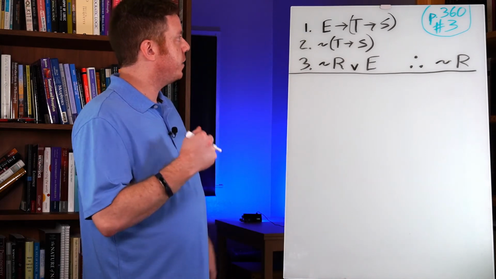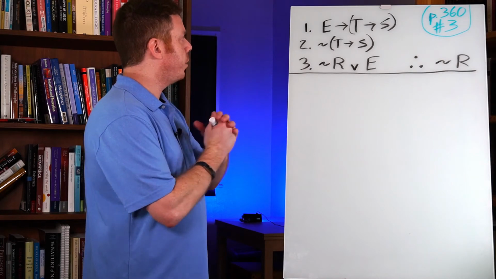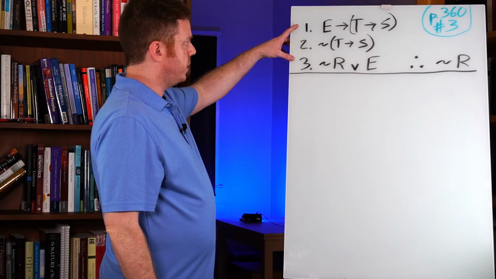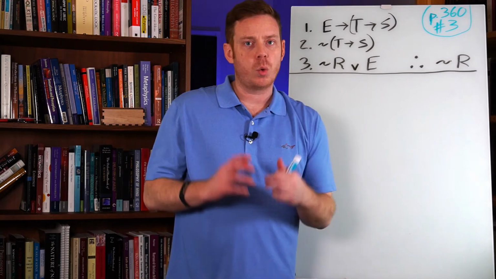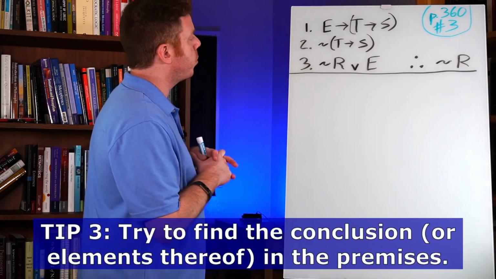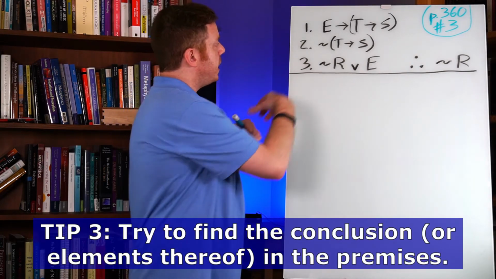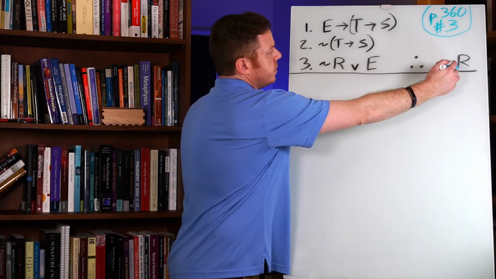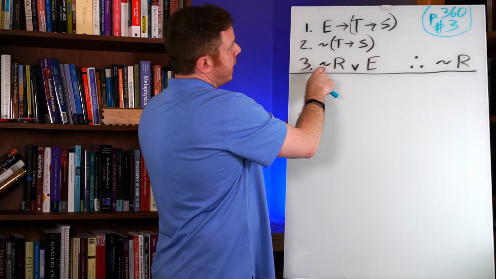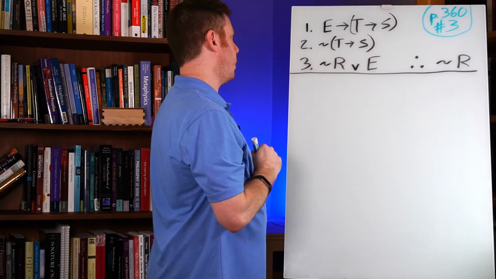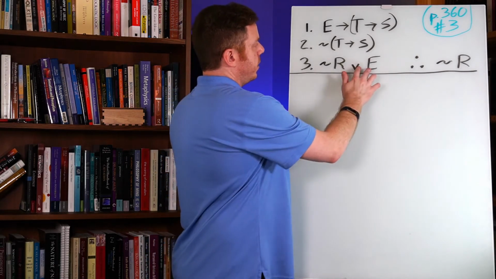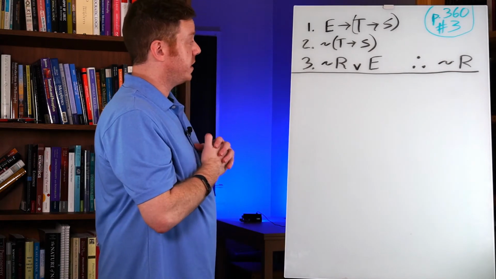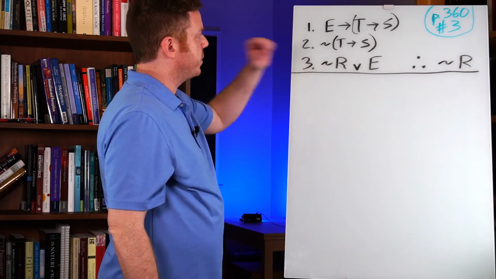So let's go ahead and see if we can do this proof. Well, we need to get not R somewhere down here, and we have 3 premises to work with. Another one of your tips is to look for the conclusion or parts of it in your premises. I believe that's tip 3. And do you see it? So not R, well, we see it right here. And is there any way we could get not R? Well, if we got the denial of E, so not E, then we could do disjunctive syllogism, right? And that would give us not R, so that would be nice.